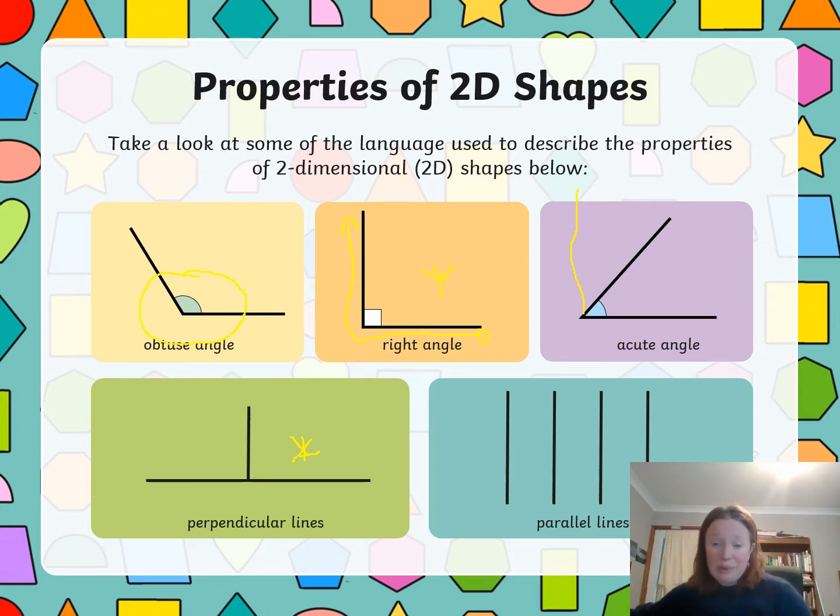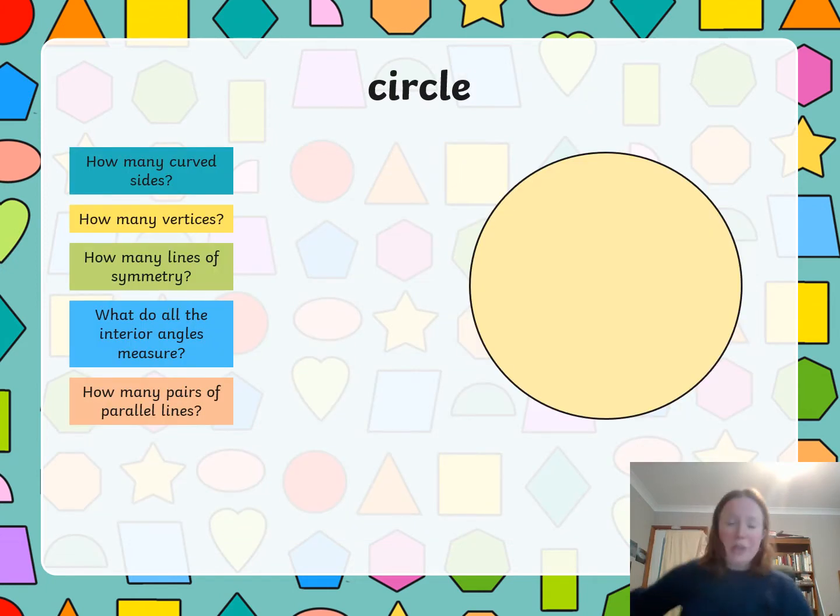Parallel lines, well, they mean that they are exactly the same distance apart from the top to the bottom. They have to be the same distance from one side across as they are all the way down. That's what a parallel line is, just like a train track. Okay, moving on. We have some circles.